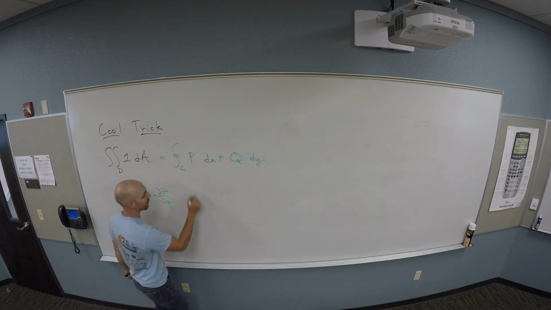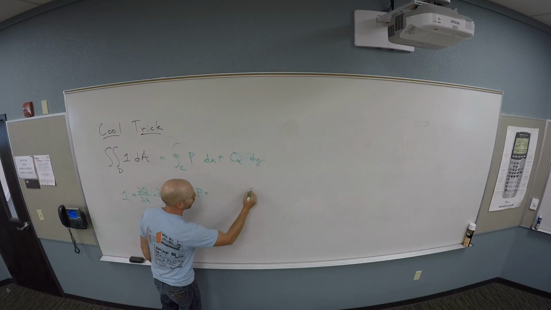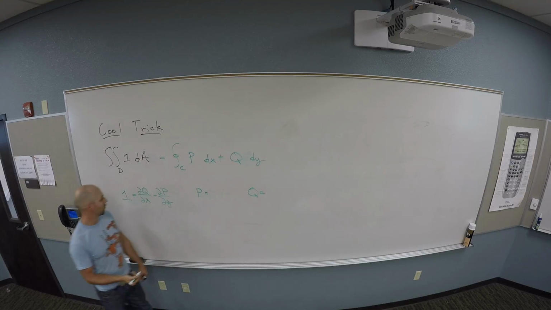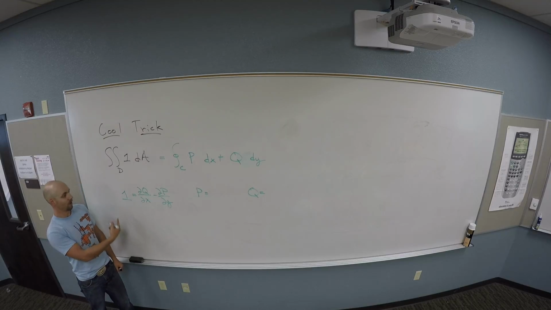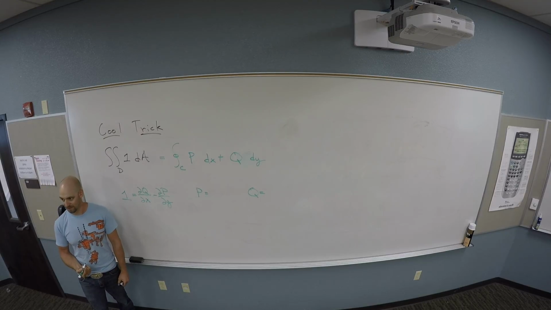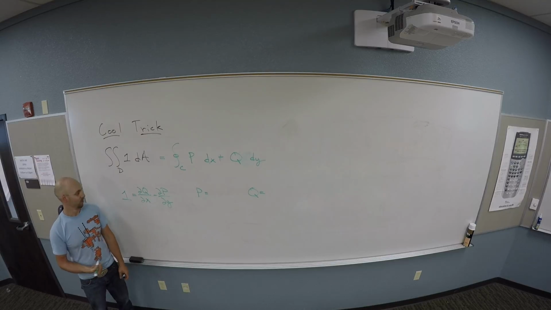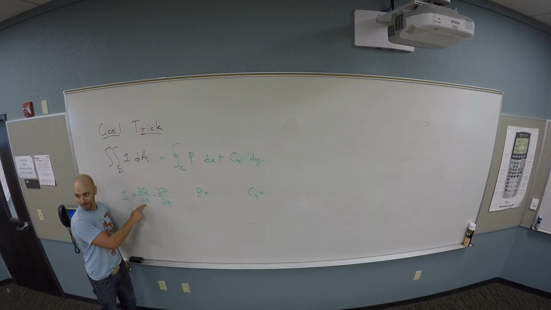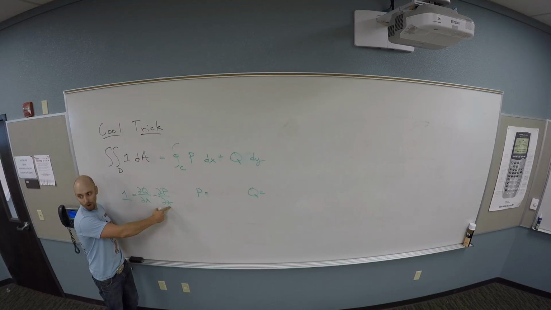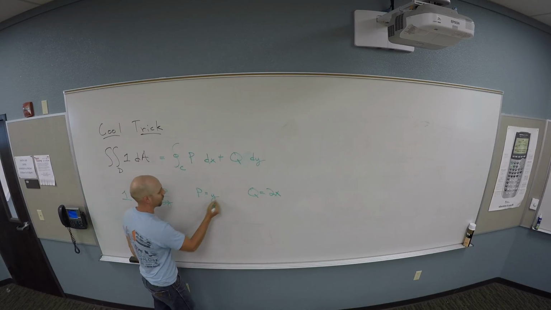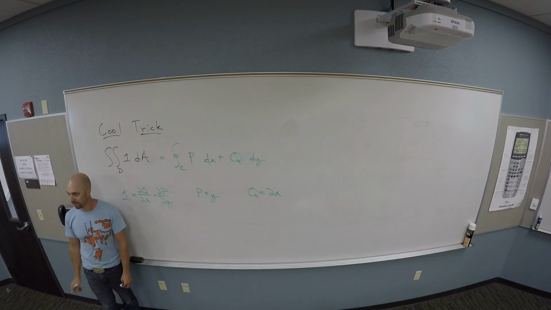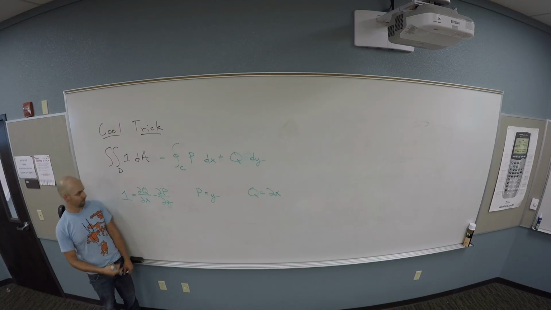So can you guys come up with pairs of P's and Q's that work? What's the easiest pair, P and Q, so that you get 1 out of this thing? If I get 2 minus 1, that means Q needs to be 2x, and P needs to be y, so that when I differentiate with respect to x and y, I get this kind of weirdness.